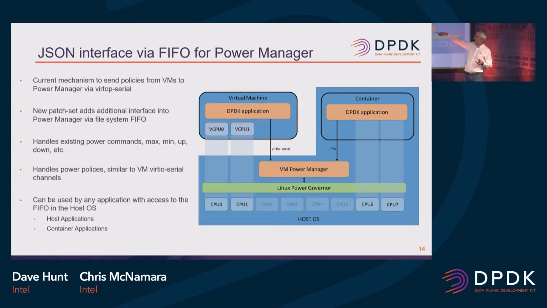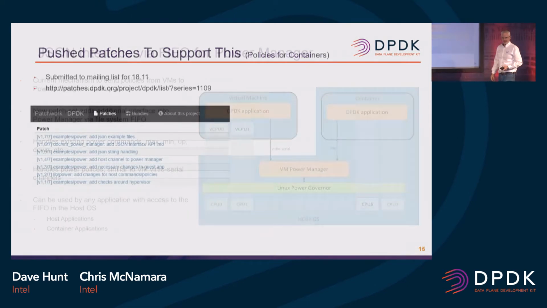So now you've got a JSON interface into the VM Power Manager, and that will take over the power management for whatever cores this application is pinned to. So it opens up a lot of different applications to start pushing power policies into the Power Manager, and it was mainly done to support containers, because VirtIO serial was the limitation in the past. Anything else that can be used to access the FIFO on the host? No, I think that's it.